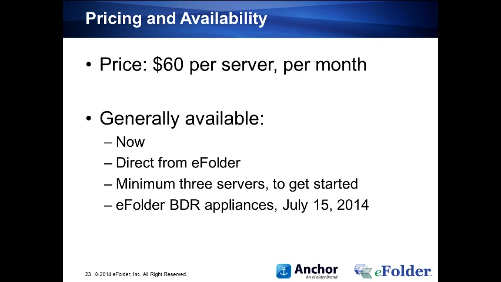So that's $180 wholesale a month to get started, and then thereafter you can buy onesie-twosies to continue to add to your client base. And by mid-July we will be shipping BDR appliances, similar to what we've done on our BDR for ShadowProtect product line, with a pre-configured set of appliances.